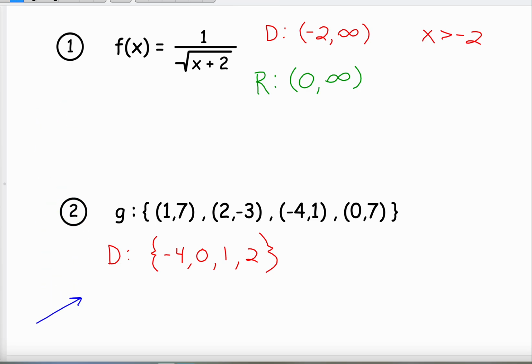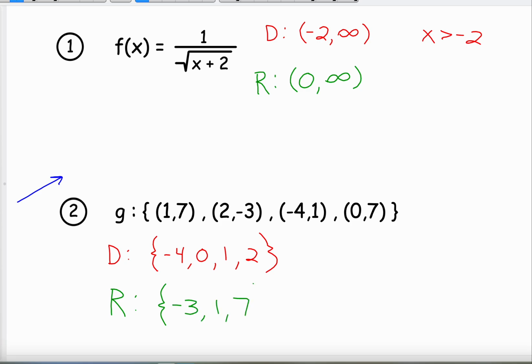All right, let's go down to here. This one's going to be a lot easier. What's the range for this function? Well, the range are the outputs. The outputs are the second coordinates. So that's it. I've got a 7, a -3, a 1, and a 7. I'm going to put them in ascending order once again, but I'm using set notation because they're specific values, not a range of values. So I have a 7, a -3, a 1, so I'm going to put a -3 first, then a 1, then a 7.